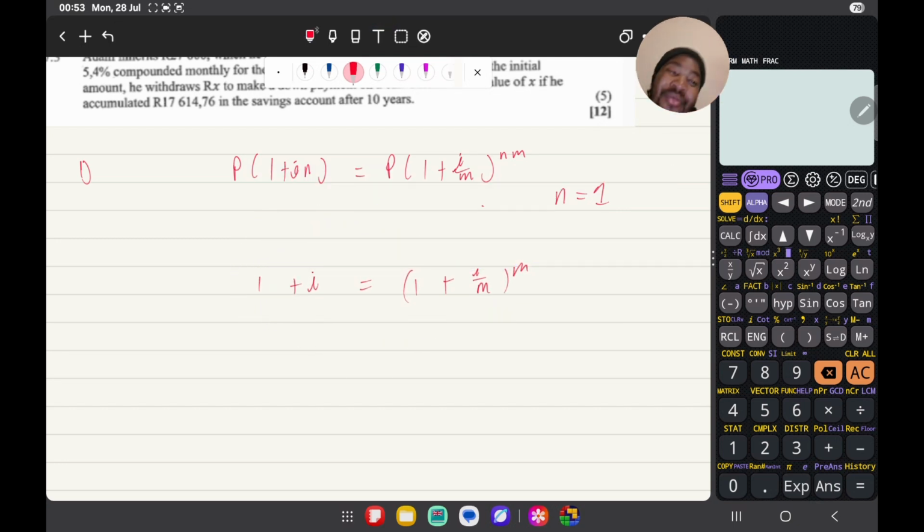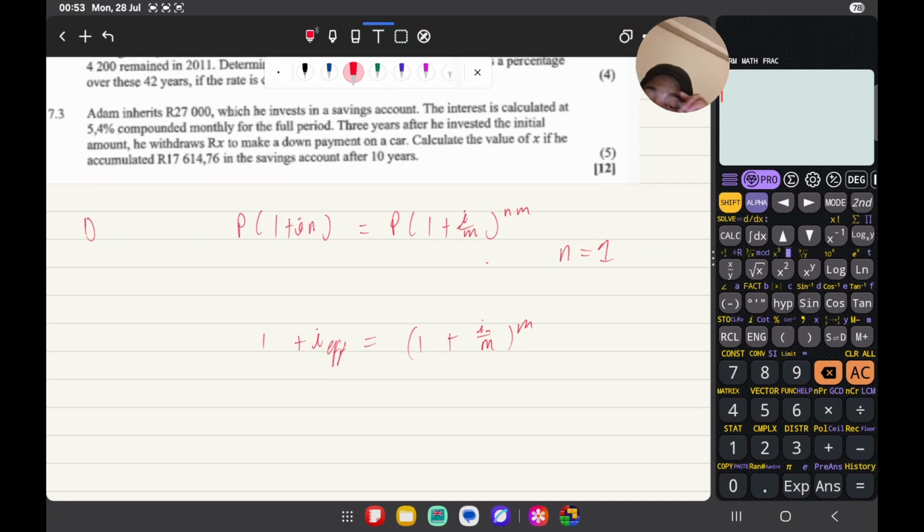And then you have the formula. You just know this is the effective rate, so I'll just say i_eff, and this is the nominal rate. Of course, since we're looking for the effective rate, you're going to have i_eff equals (1 + i_N/m)^m minus 1.